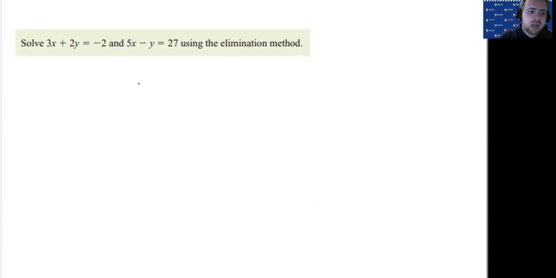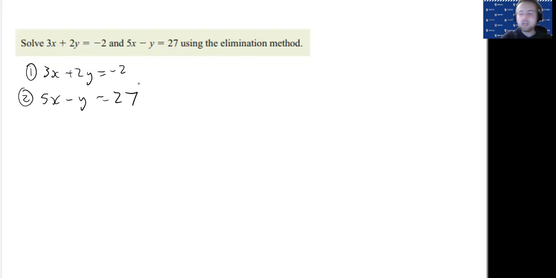Okay, so the first thing I like to do is write the equations out one on top of the other. Okay, and I label them equation 1 and equation 2. The reason why I like doing this is it allows me to visually see what are the details in the question. So what I see is I've got 3x plus 2y equals minus 12, and I've got 5x minus y. So none of my coefficients of my variables match up. I've got a 3x and I've got a 5x. They don't really match up. I've got a 2y and then a minus y.